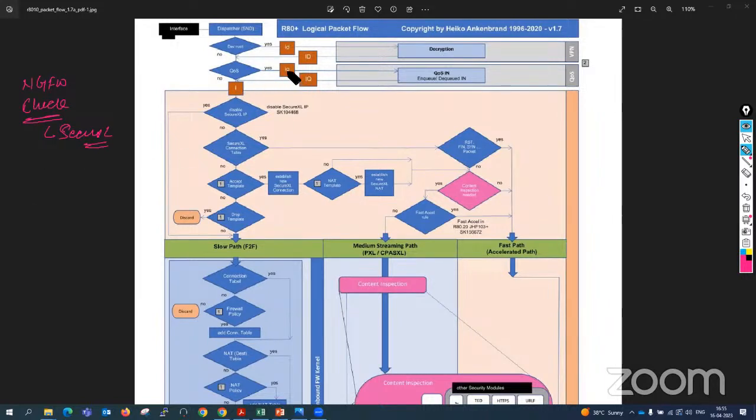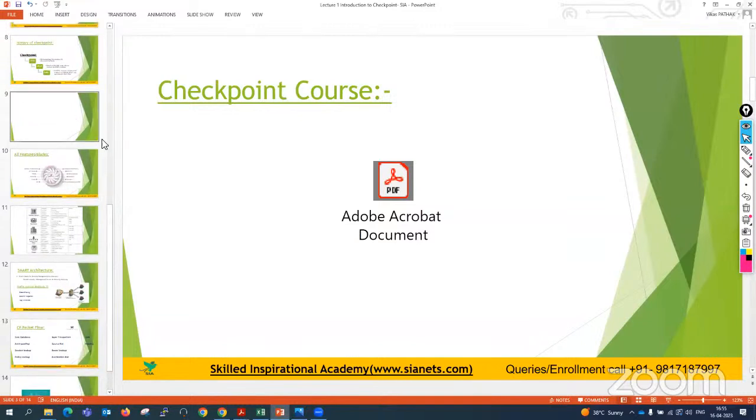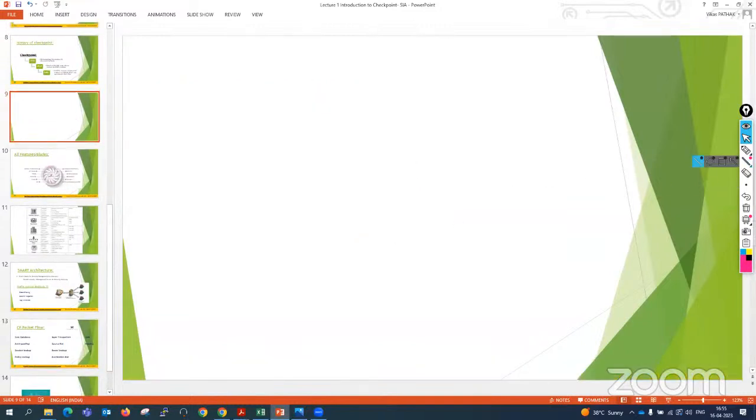Can you see here? The packet is coming to the interface. From the interface, it's coming to this small I. Now, before proceeding, let me go back to my PPT. Let me show you one more thing, and let me tell you one more thing. Just listen to me very carefully.